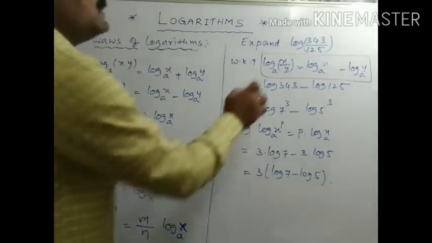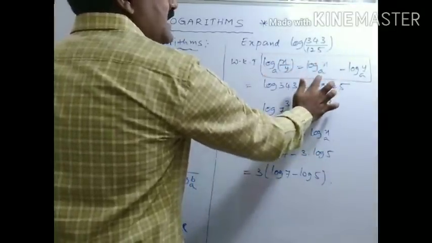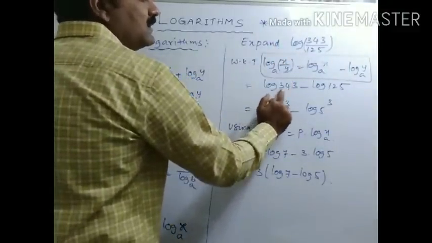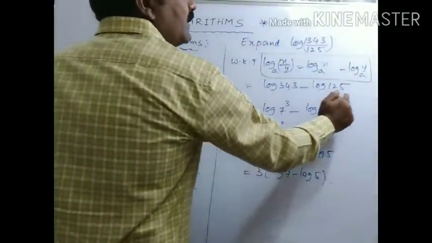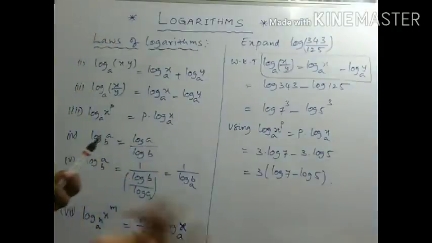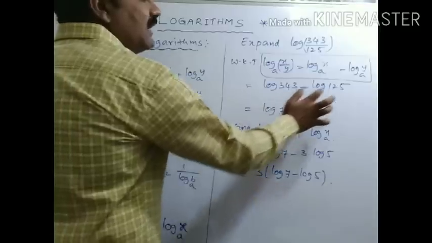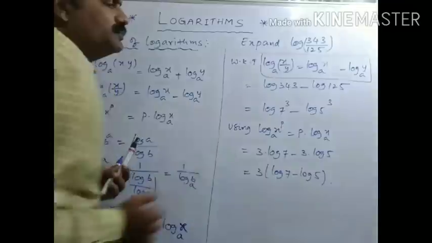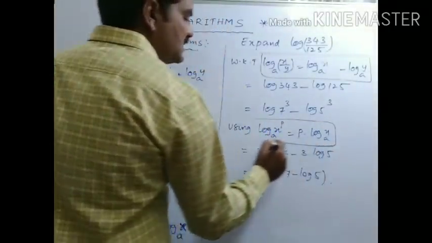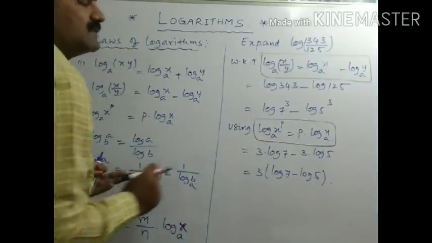Now using this formula, I can write it as log x minus log y to any base a. Hence log of 343 by 125, I can write as log 343 minus log 125. Further, 343 I can write as 7 cube and 125 as 5 cube. Now you know this is in the form of log x to the power of p to the base a.